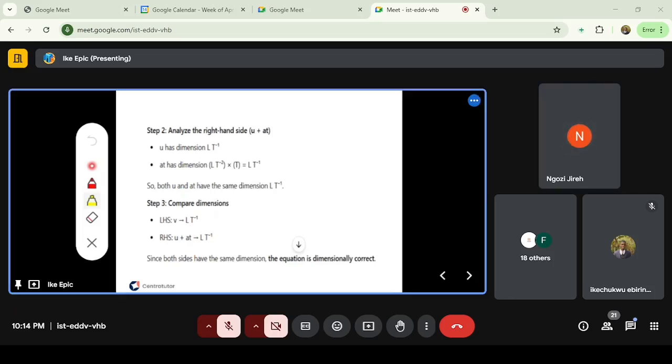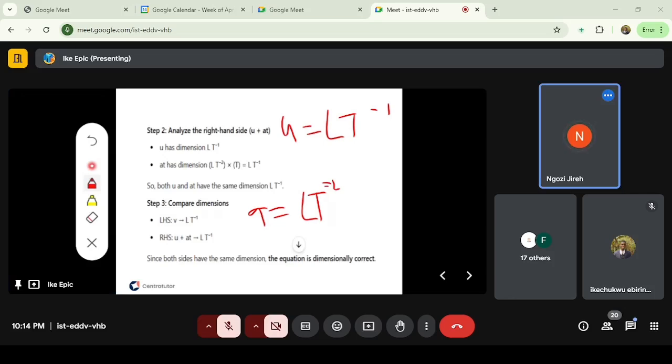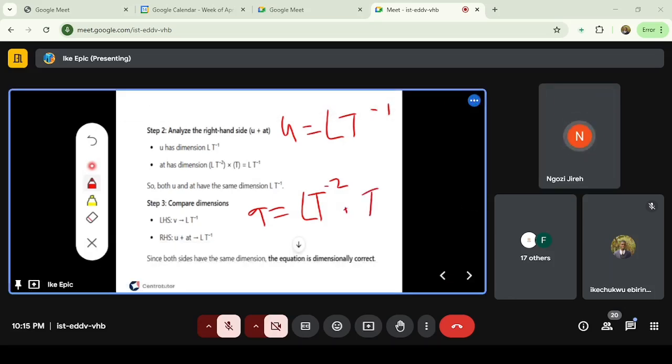What do I mean by that? We have our u. Our u was equal to LT raised power minus 1. And our a was equal to LT raised power minus 2. Then our t is T. So if we check, our at is the dimension of a multiplied by the dimension of t.